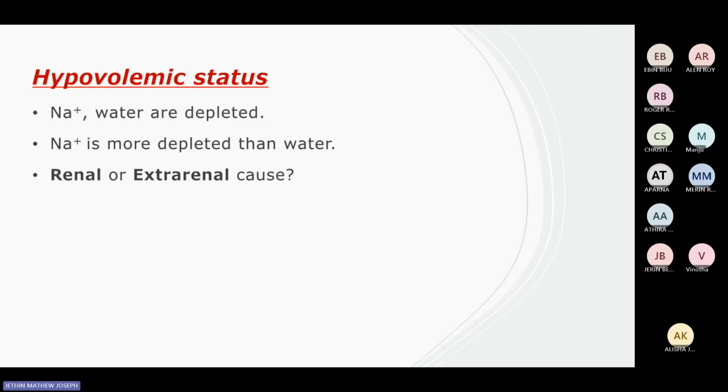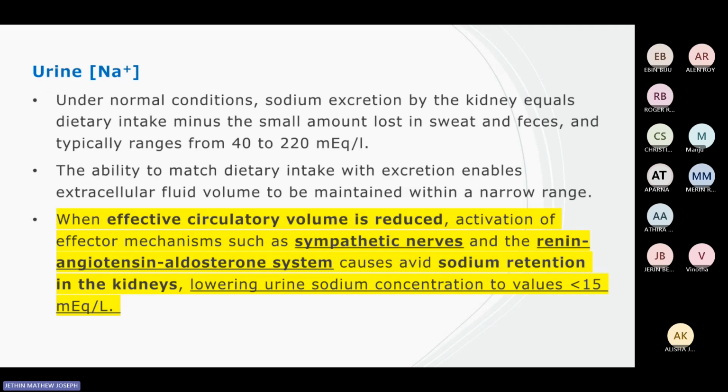So in a hypovolemic patient, if the sodium concentration is low, that means sodium should be more depleted than water. So both are depleted and sodium is more depleted than water. So once we know that this is a case of hypovolemic hyponatremia, our next step should be to evaluate whether this is renal or extra-renal. So that is where urine sodium comes in.